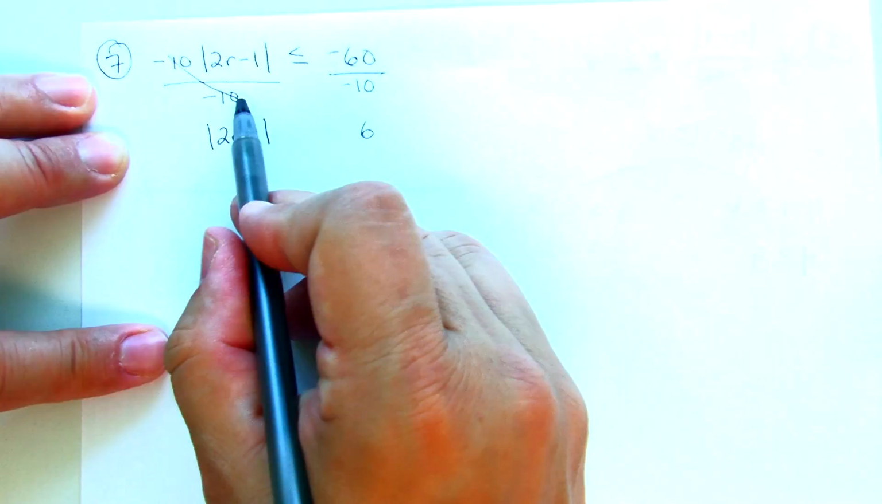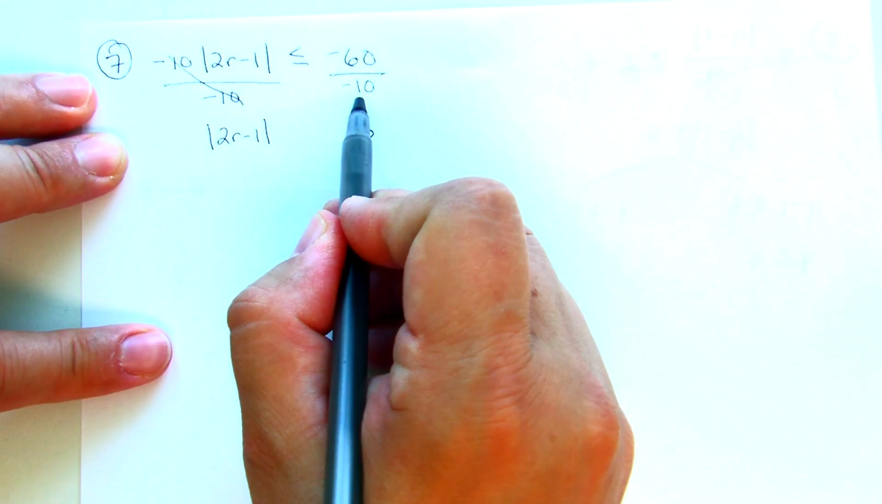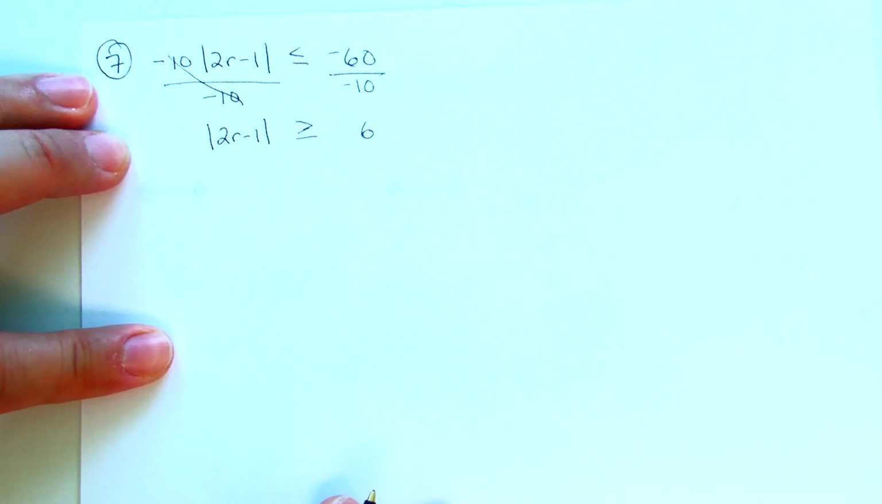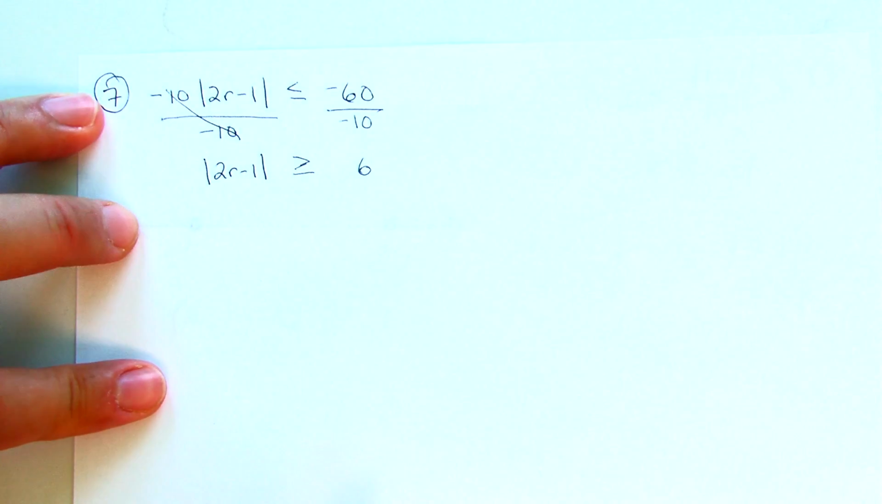Now remember, we're dividing by a negative number, and whenever we multiply or divide by a negative number, we need to switch the inequality symbol. So it goes from less than or equal to, to greater than or equal to. So there's our absolute value.